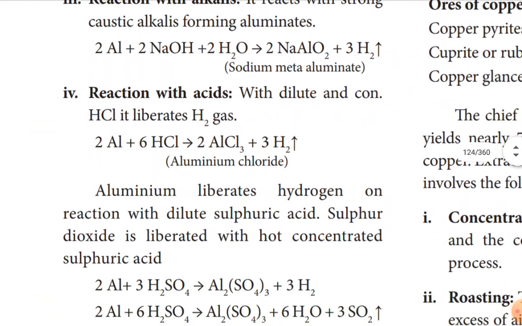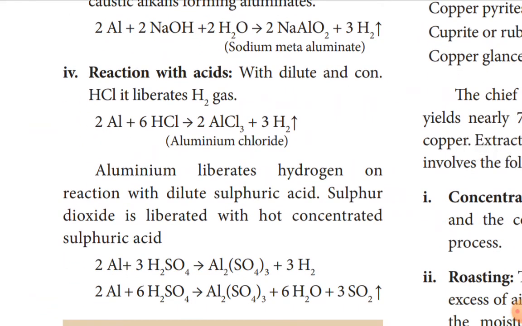Aluminum also reacts with dilute sulfuric acid and liberates hydrogen, and sulfur dioxide gas is formed when aluminum reacts with concentrated sulfuric acid. So aluminum with 3 moles of sulfuric acid gives aluminum sulfate and hydrogen. This reaction takes place with dilute sulfuric acid. But with hot, concentrated sulfuric acid, aluminum sulfate, water and sulfur dioxide gas are formed.